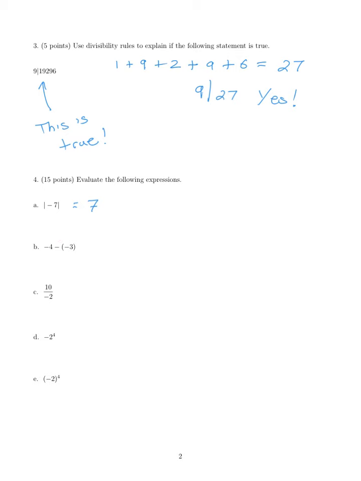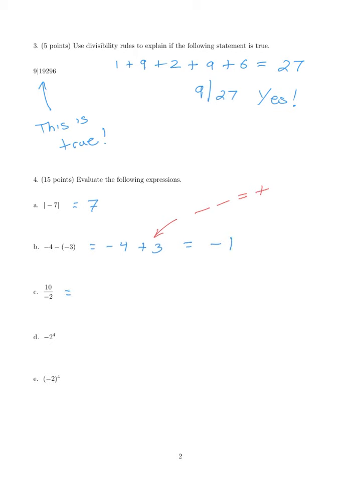For part B, we have negative 4 minus a negative 3. So for this, we have negative 4, and a minus a negative is the same thing as adding 3. So I'll note here that a minus a negative is the same thing as addition. Now we have minus 4 plus 3. I know the answer is negative. In fact, it's negative 1.